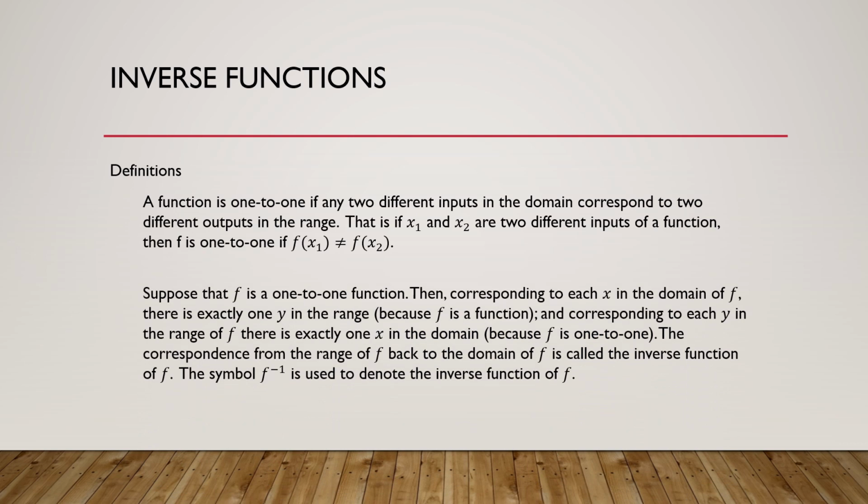Suppose that f is a one-to-one function. Then, corresponding to each x in the domain of f, there is exactly one y in the range, because f is a function. And corresponding to each y in the range of f, there is exactly one x in the domain, because f is one-to-one. The correspondence from the range of f back to the domain of f is called the inverse function of f. The symbol f with a -1 superscript is used to denote the inverse function of f.